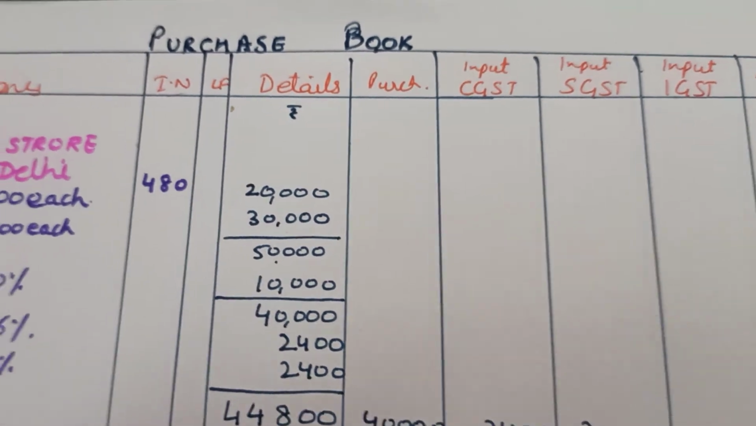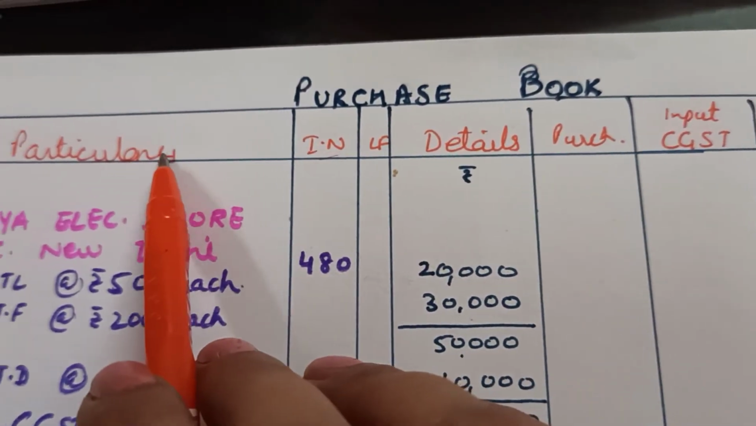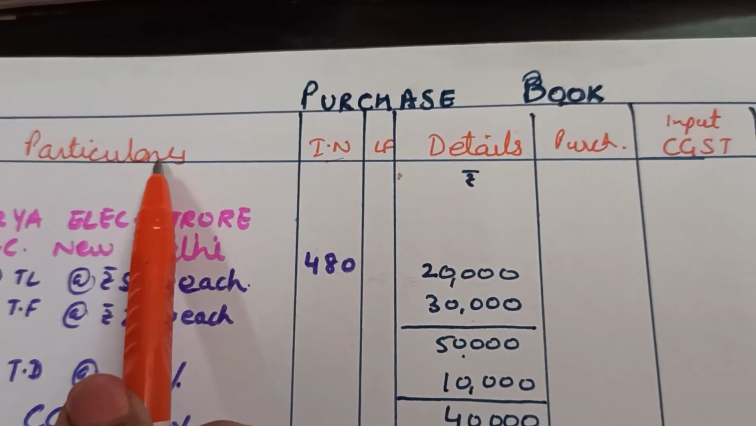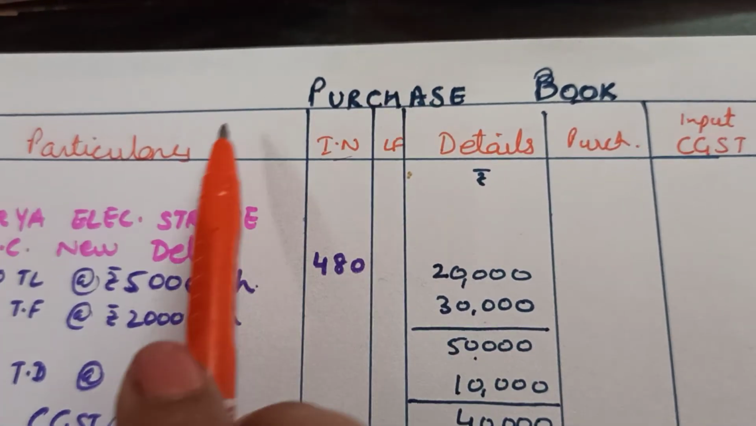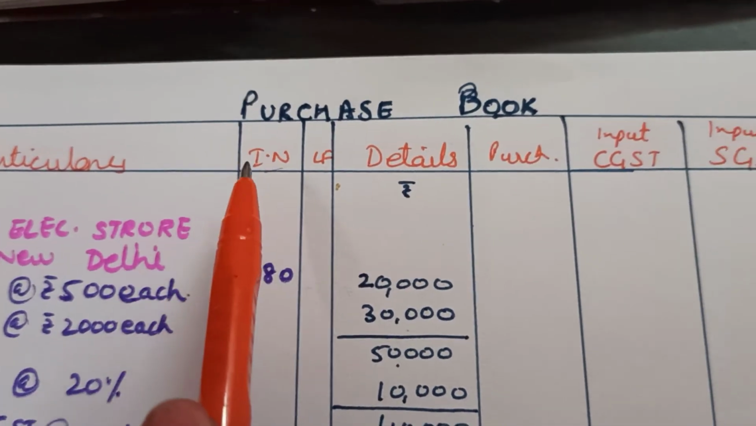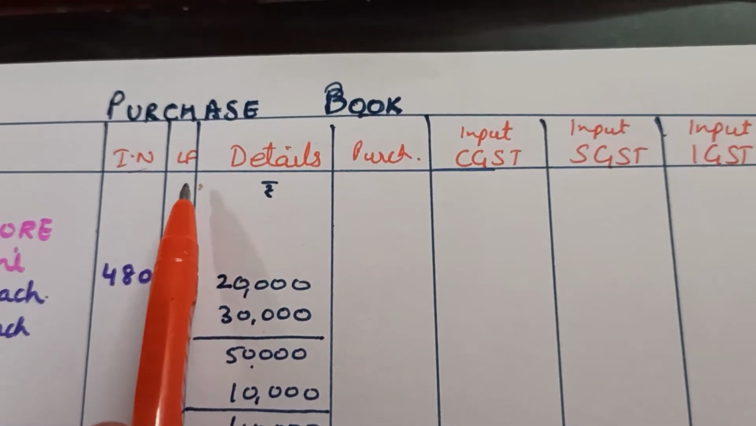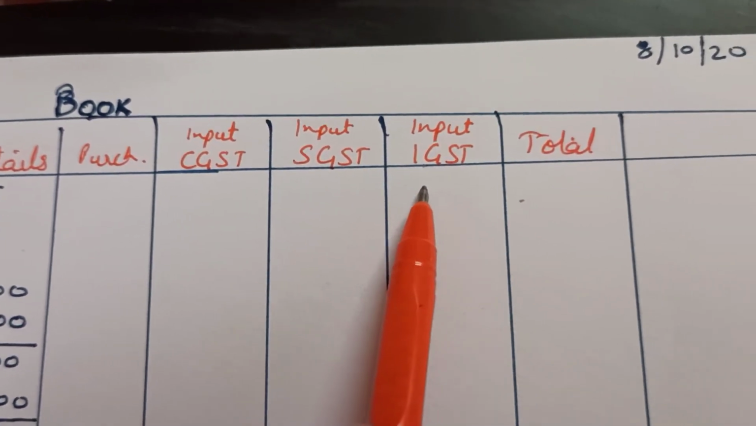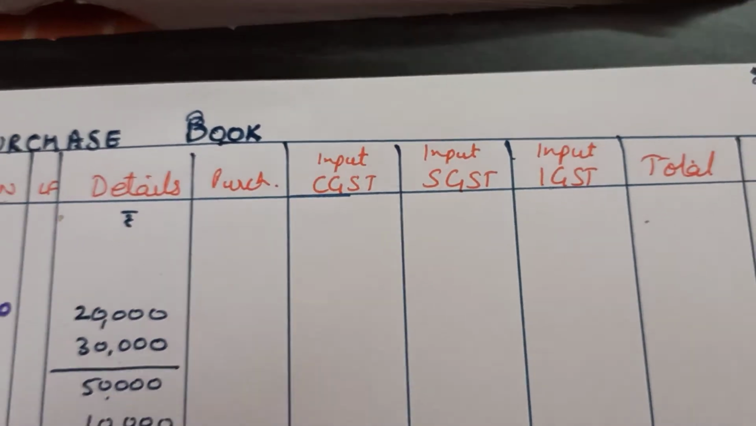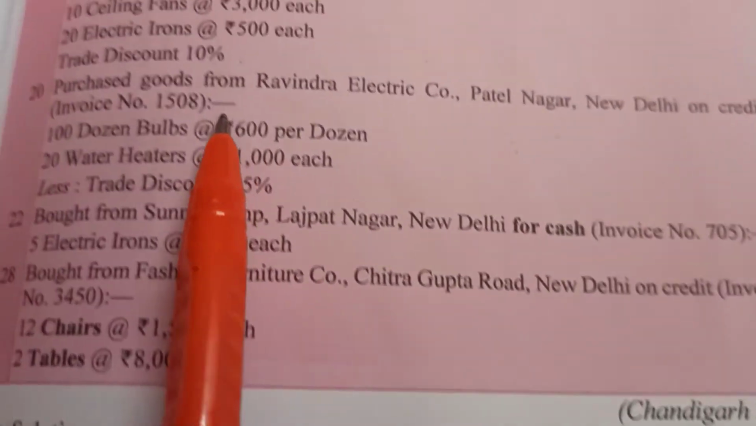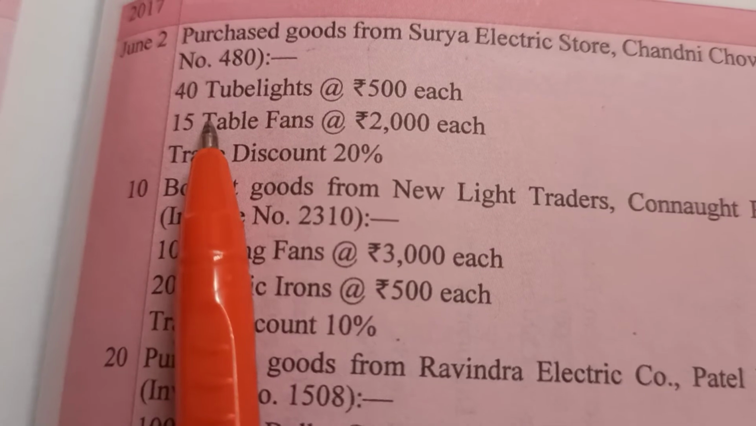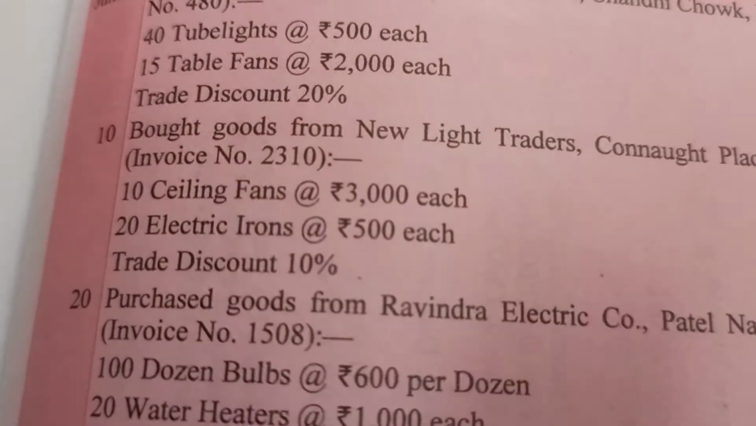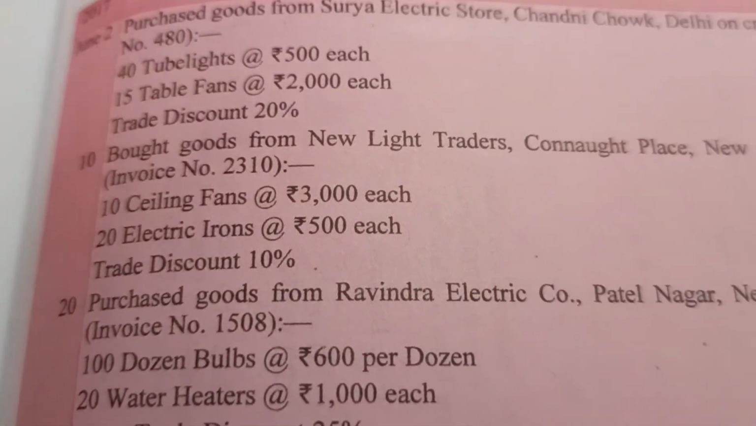See here, I've made the purchase book. It has the same 10 columns: date, then particulars, which in the purchase book is the name of the supplier from whom we have purchased, the invoice number, the ledger folio, details, purchase amount, CGST, SGST, IGST, and the total amount. Now we will start with the first illustration. Invoice number 480 has been given here. If given, you will write it. Otherwise, the column will still be drawn, but you will leave it blank.